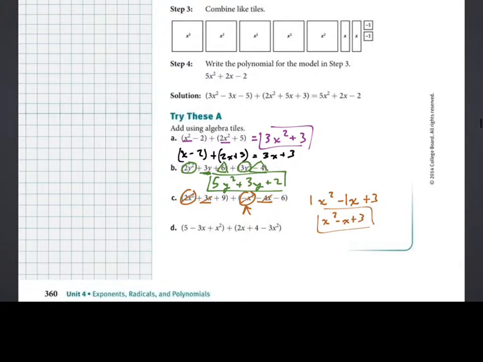All right, did that person get it right? Leslie? Almost. Okay, let's see what you did wrong. All right, so you just copied the wrong problem. No problem. All right, the last one.